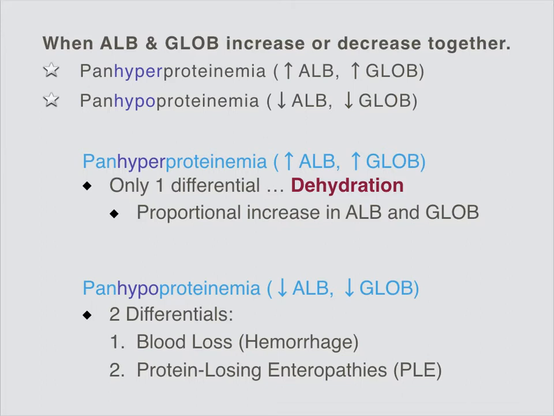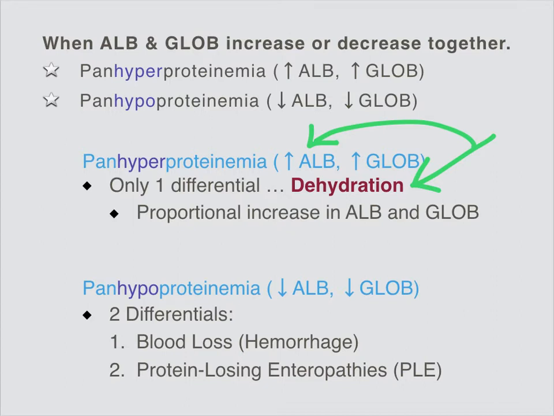So pan-hyperproteinemia, when we have them going up in the same direction together, there is one differential, and that differential is dehydration. Okay. It also happens to be the same differential for an increased albumin. Sometimes a patient can have an increased albumin and not have an increased globulin, so you have to be careful with discerning this, but if you see them both going up together, it's dehydration.